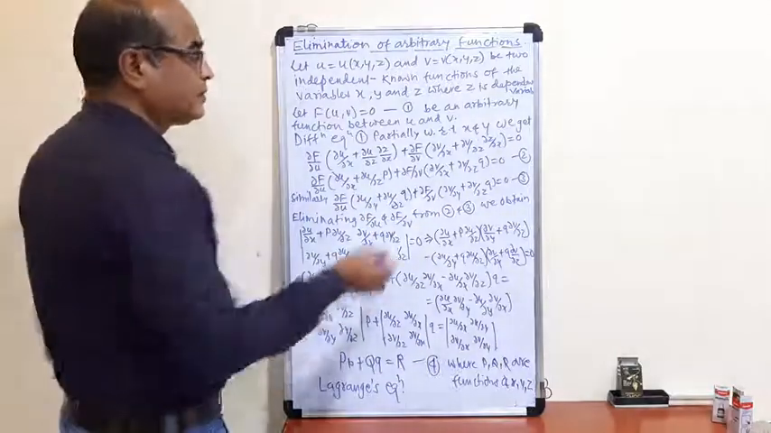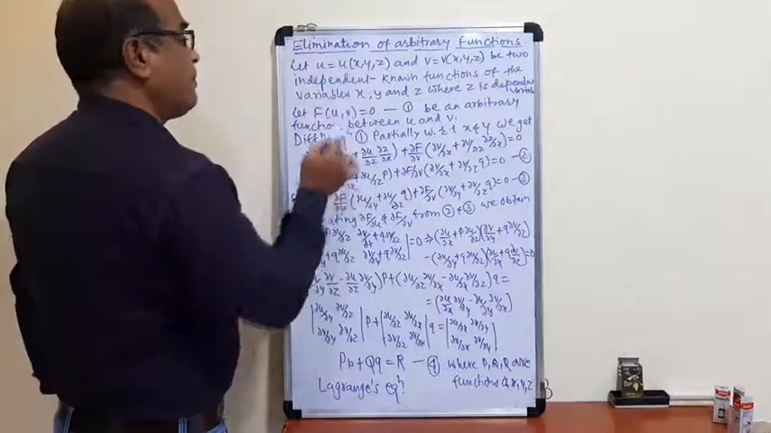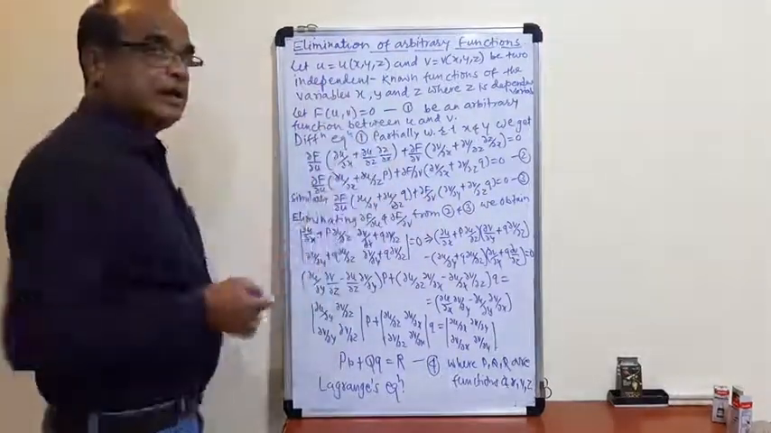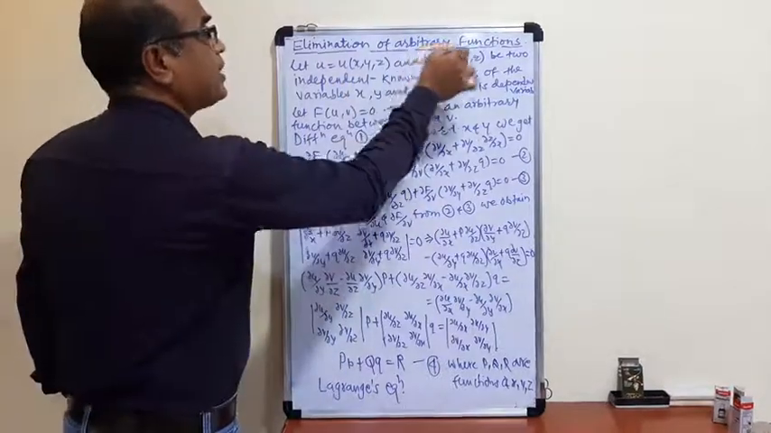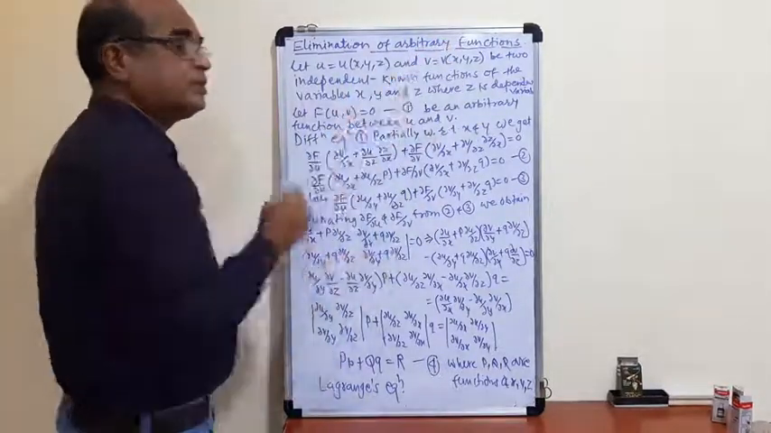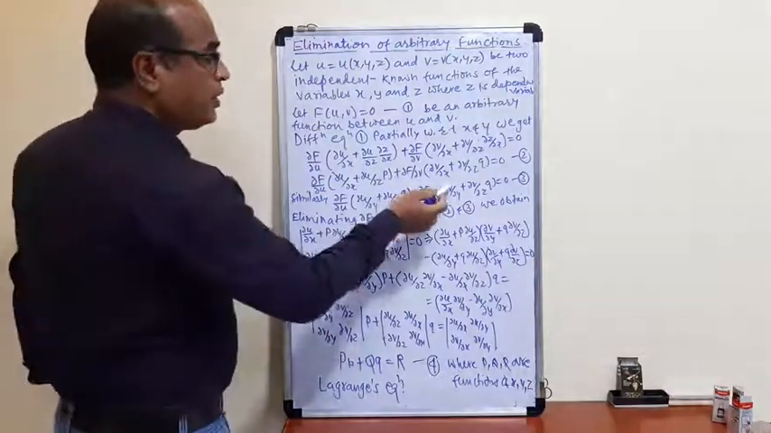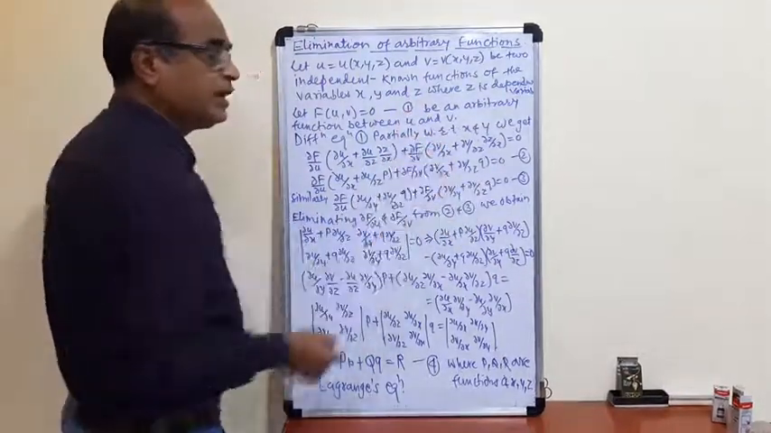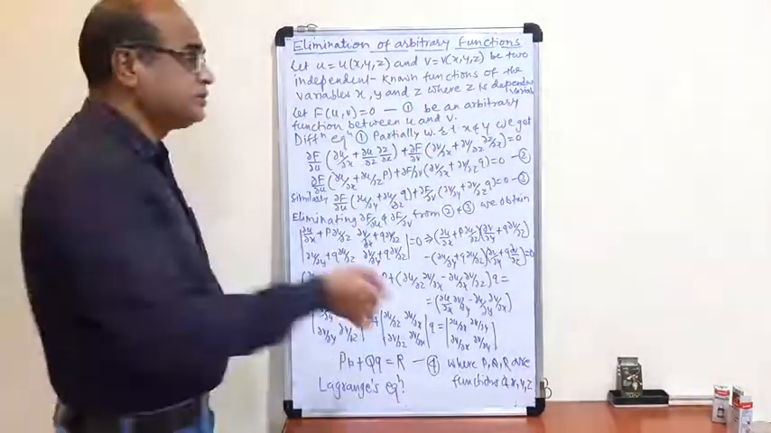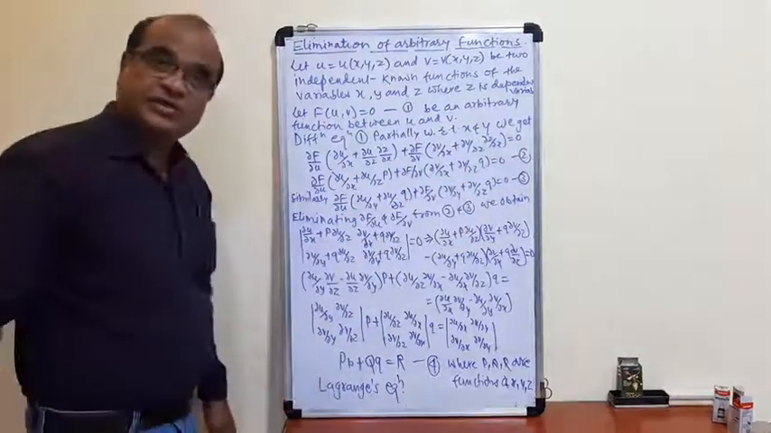That is q, plus dou f by dou v, but v is a function of x, y, z. Then the partial derivative of this with respect to y: dou v by dou y plus dou v by dou z into dou z by dou y. So that is q. So this is equation number 3 here.